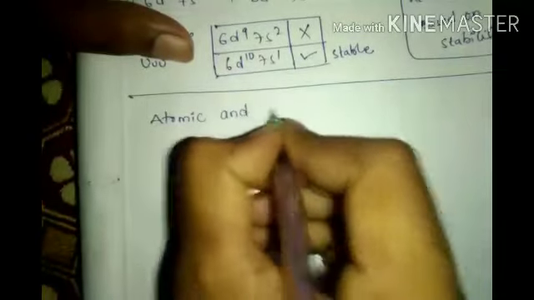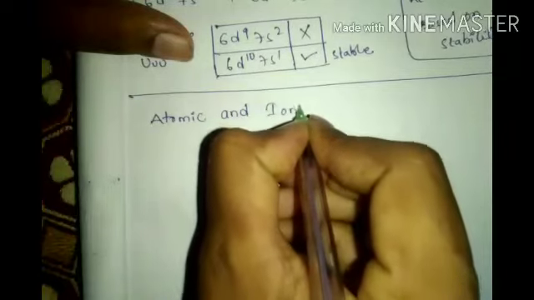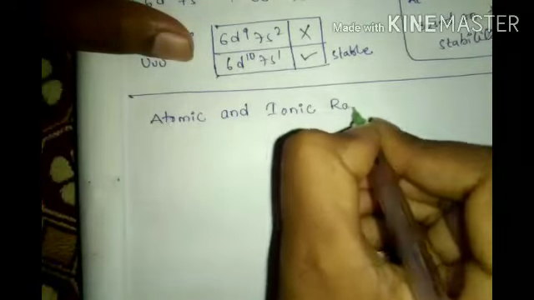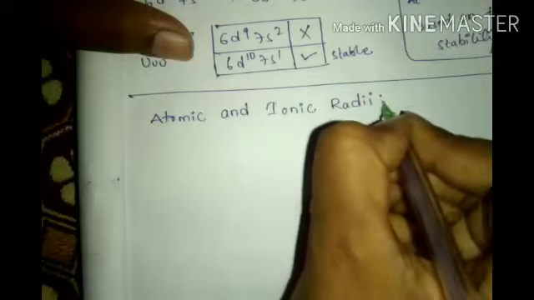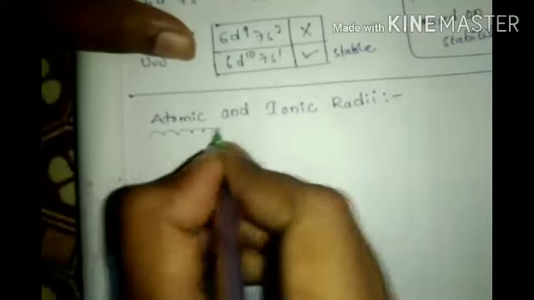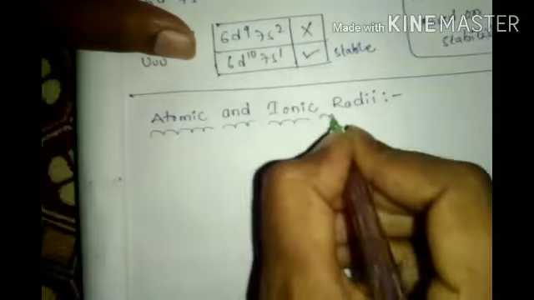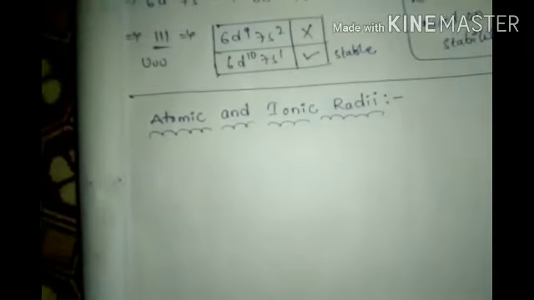Next our topic is atomic and ionic radii. Okay, atomic and ionic radii of transition elements. Simply, atomic size and ionic size of transition elements.